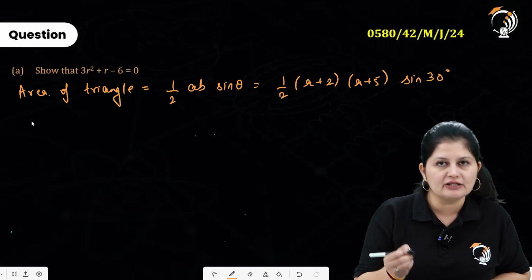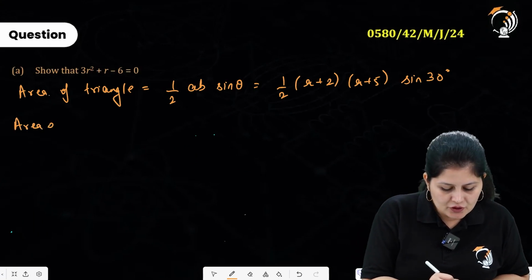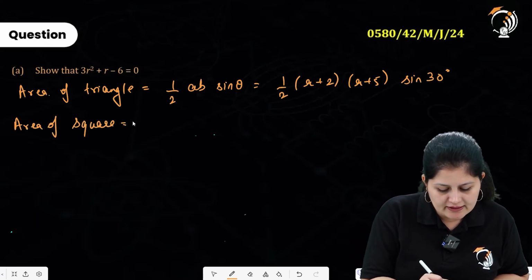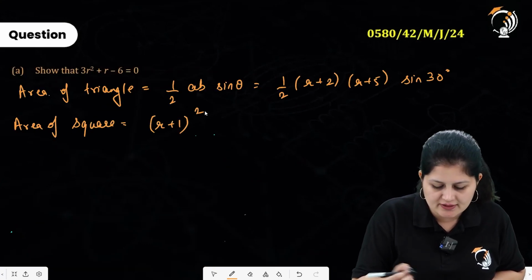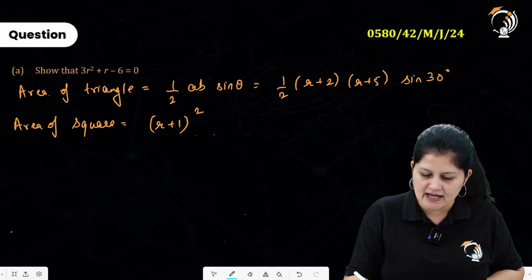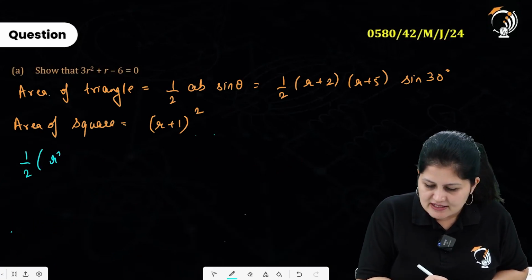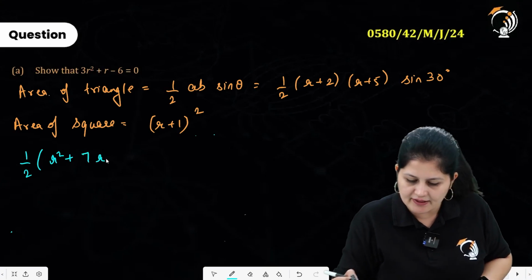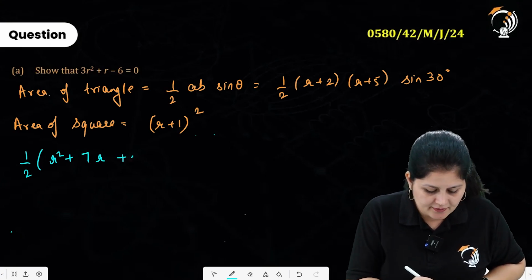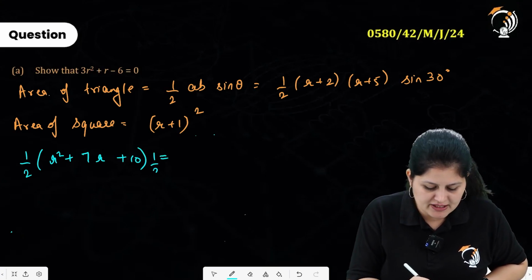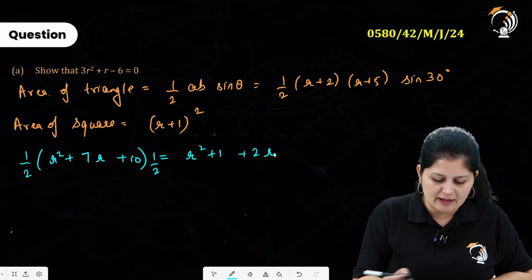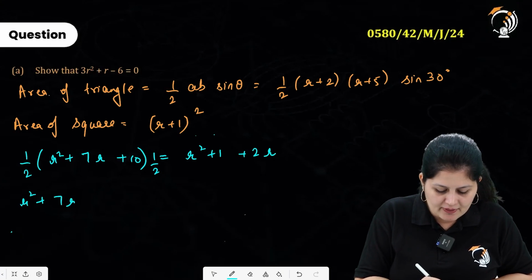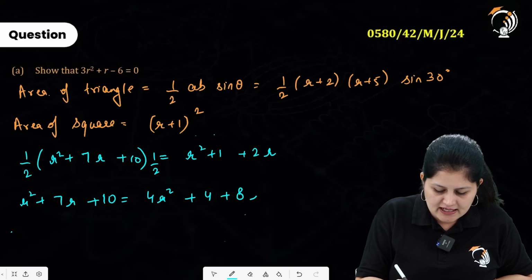Further, if I talk about the area of the square, so area of square is simply r plus 1 whole square, because the area of square is side square itself. So let's just solve it and equate both the sides here. It is going to be half, then we'll have r square plus 7r plus 10, equal, multiply 1 over 2, is equal to r square plus 1 plus 2r. So we are just going to multiply 4 on the other side. This is going to be r square plus 7r plus 10 is equal to 4r square plus 4 plus 8r.